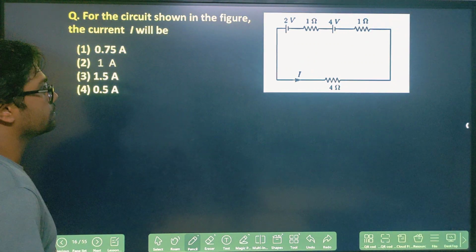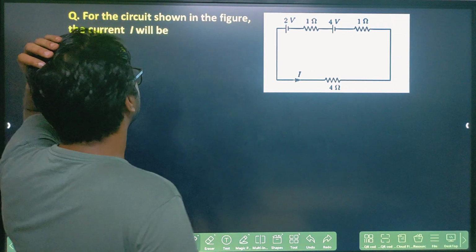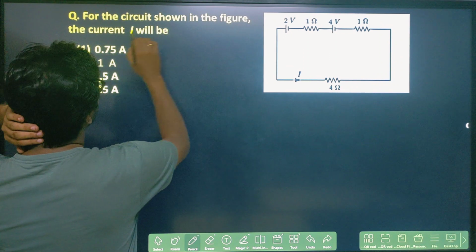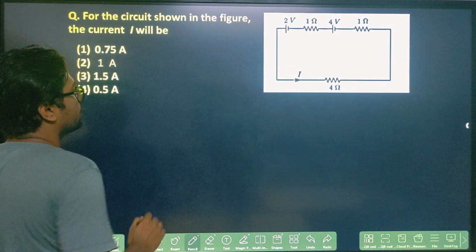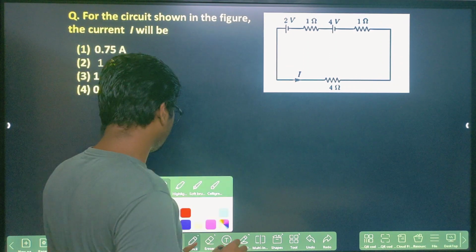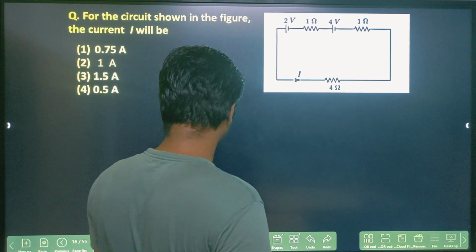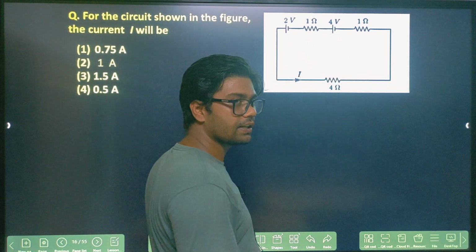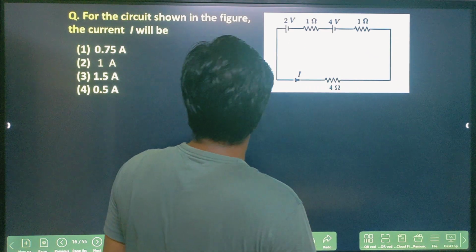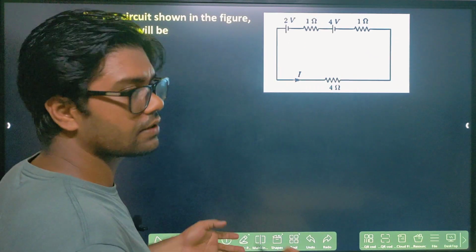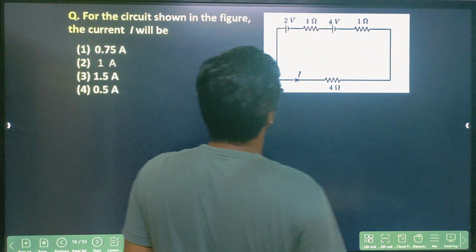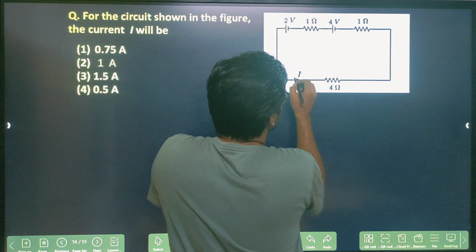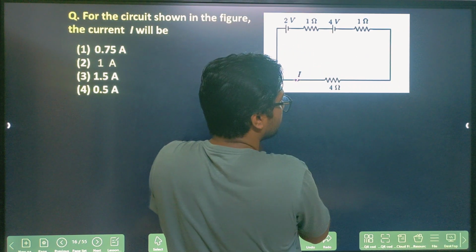Now see this question. For the circuit shown in the figure, the current I will be. Here they have already given the direction, so you have to find out the magnitude of the current. If the direction is along this direction, this is the direction of current.